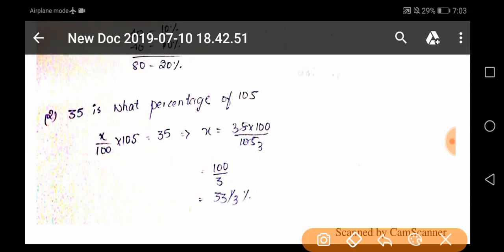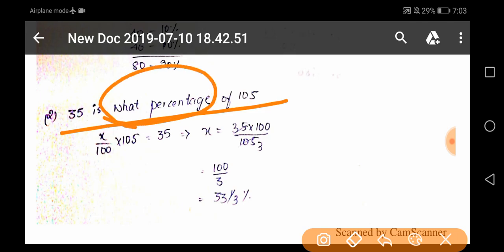35 is what percentage of 105? See, 35 is the number, okay? At what percentage of 105 is that? They asked you, so at what percentage? What percentage means we don't know something yet. Let us consider it as an x. X percentage. What percentage? Right?